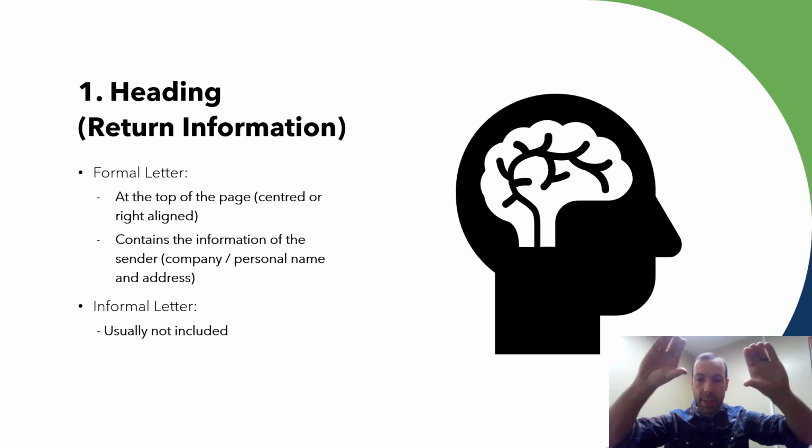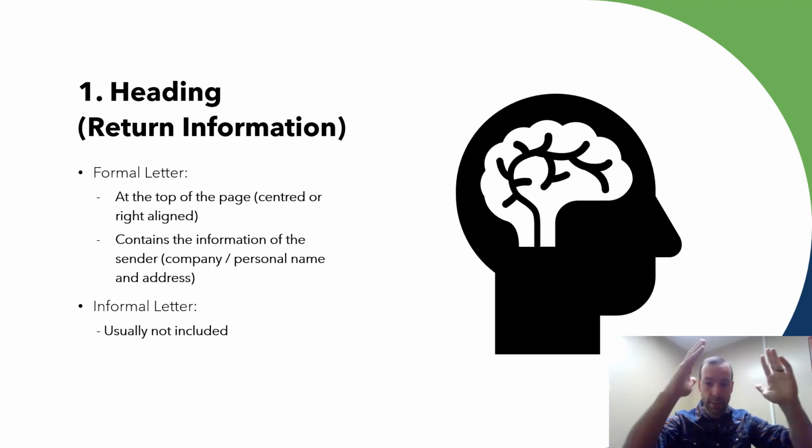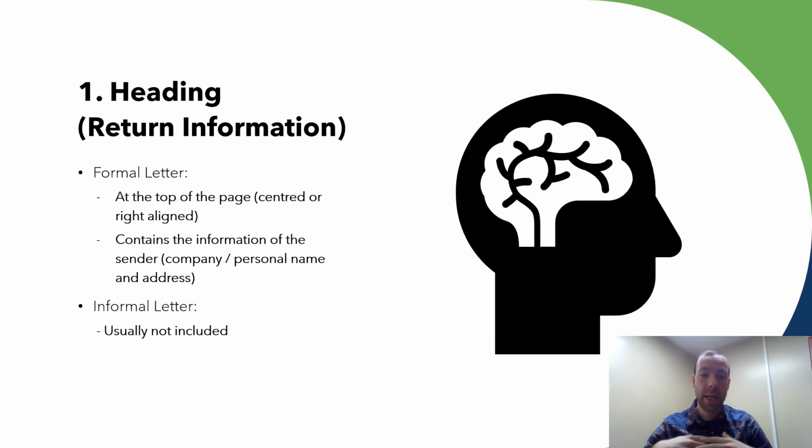It's probably going to be centered or maybe right aligned. It contains the information of the sender, so the company name or the personal name and the address to return it to. Informal letters usually don't have headings. They don't include this part. Of course, if you're sending a letter through the mail, it's going to have the return address on the external envelope regardless.